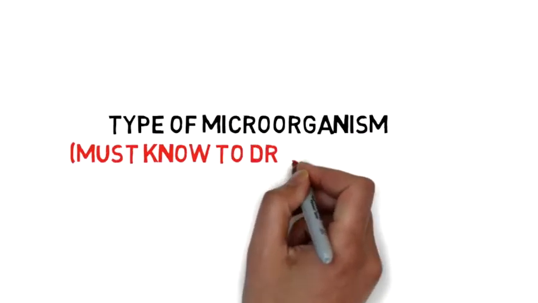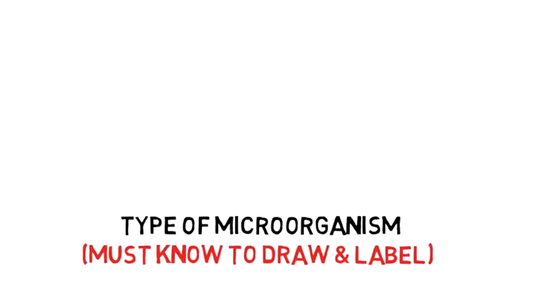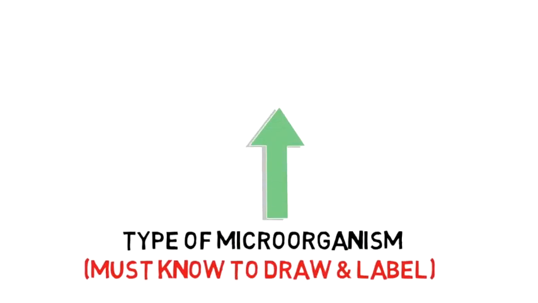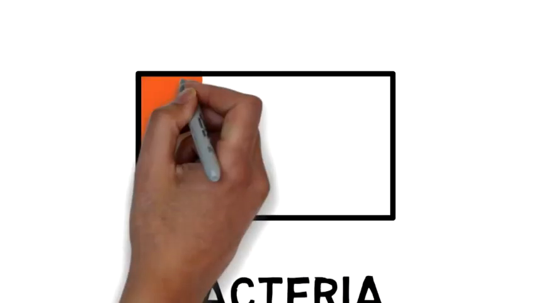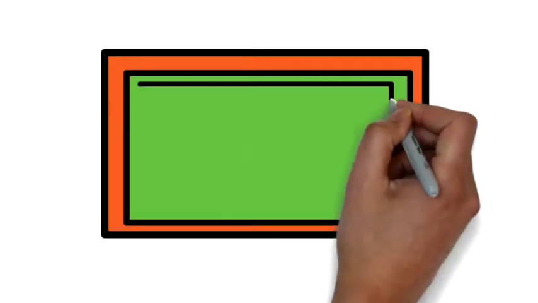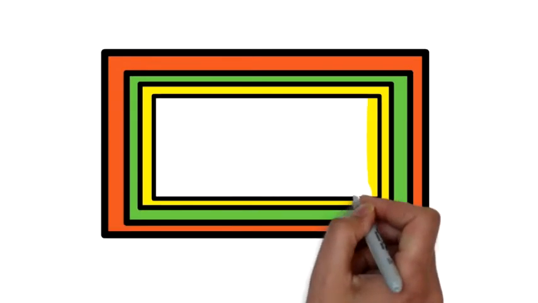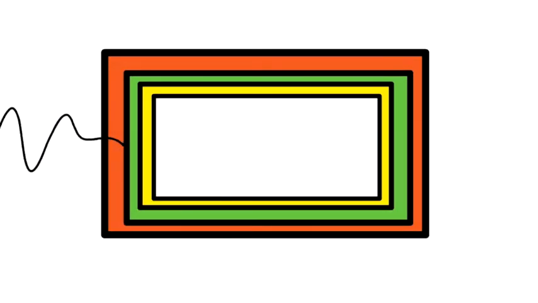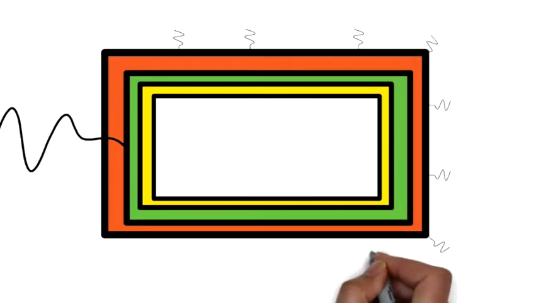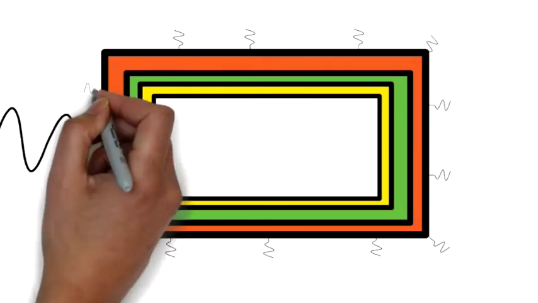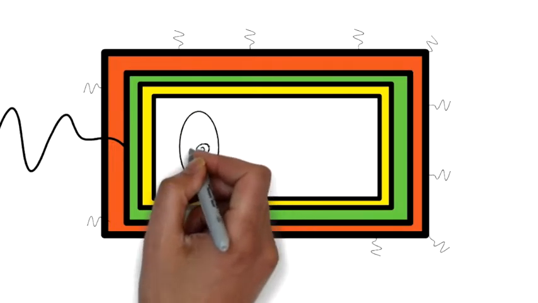There are three main types of microorganisms that you need to know, and it's very important for you to know how to draw and label them as well. There are bacteria, fungi, and virus. Drawing these structures can be quite challenging. However, you can do a lot of practice in order to be familiar with them. Make sure that you can draw and label them, and most importantly, understand the function of each of these parts.